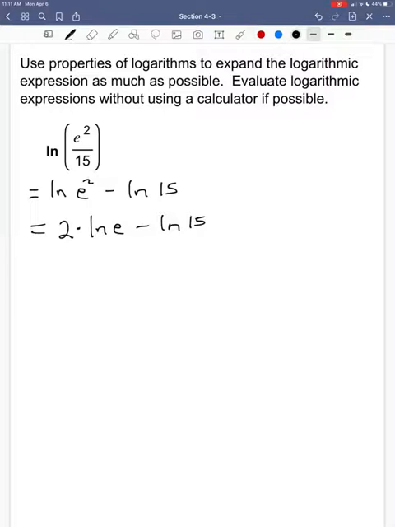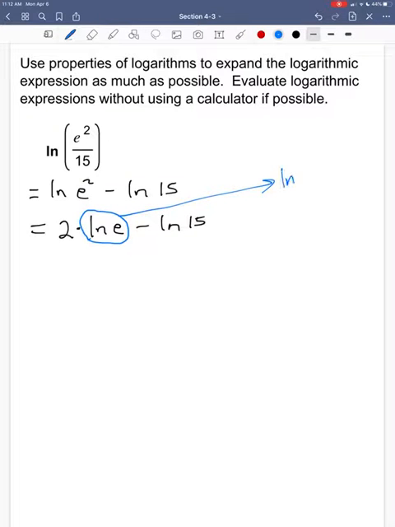The directions also say that I'm supposed to evaluate logarithmic expressions without using a calculator if possible. Now, the natural log of 15, that's equal to some weird decimal, but I can't figure out what that is without a calculator. Remember, ln, that's a logarithm and there's no base written underneath it. It's really a base of e. So natural log of 15 would say e to what power is 15, and I just don't know that. However, natural log of e, I can do something with that.